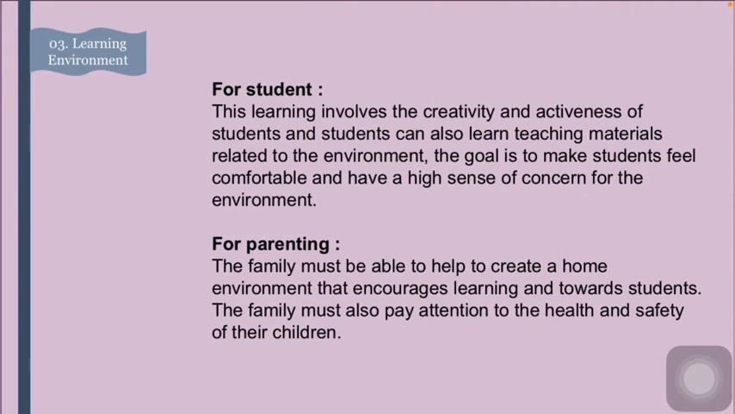Number 3 is learning environment. For the student, this learning influences the creativity and activeness of students. And students can also learn teaching material related to the environment. So the goal of this part is to make students feel comfortable and have a high sense of concern for the environment. For the parenting, the family must be able to help to create a home environment that encourages learning and is supportive towards students. And of course, the family must also pay attention to the health and safety of their children.